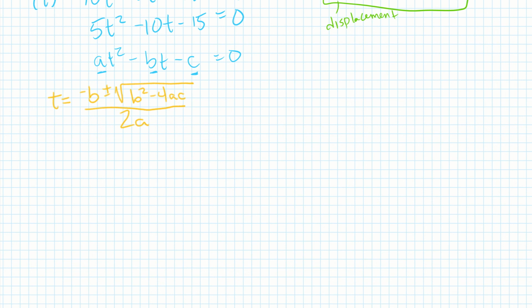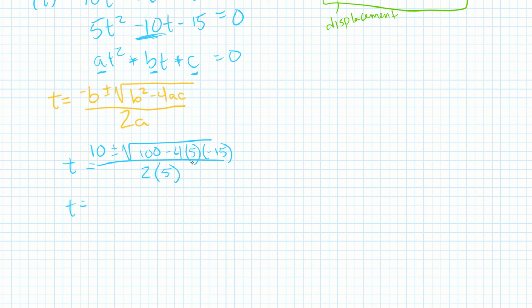So we got negative b, and b happens to be negative 10. If I was to write it out in the general form, it would be plus. So our b is negative 10, so we got a positive 10, because we make it negative, plus or minus the square root of b squared, so that's 100. 10 squared is 100, minus 4 times a, which is 5, times c, which is negative 15. Okay, and then we have to remember to divide by 2 times a, which is 5. Okay, and that's what our t is going to equal.